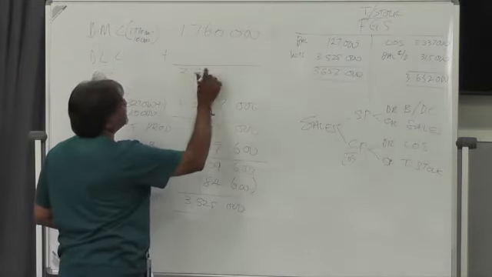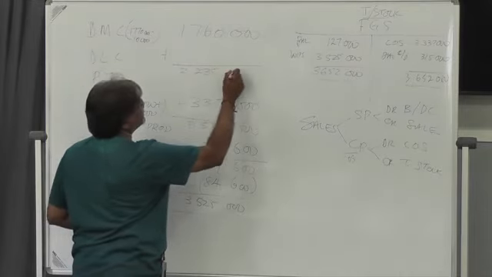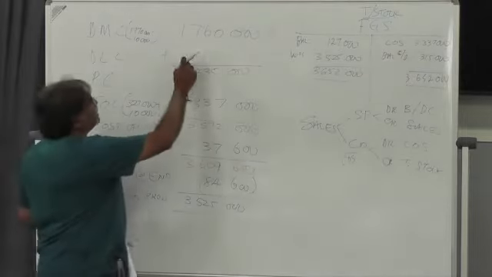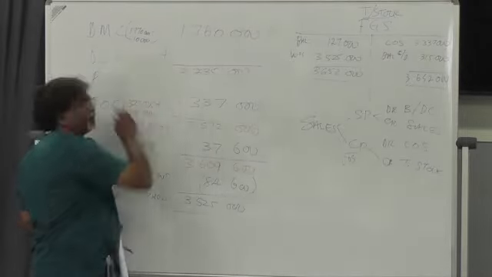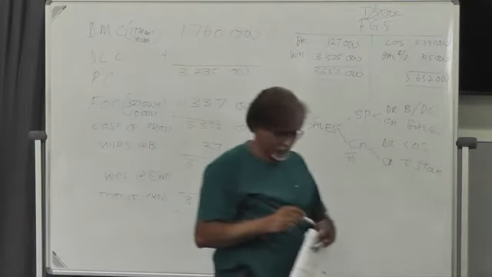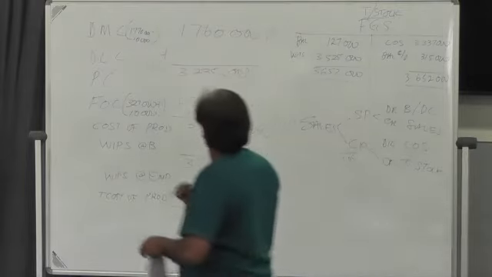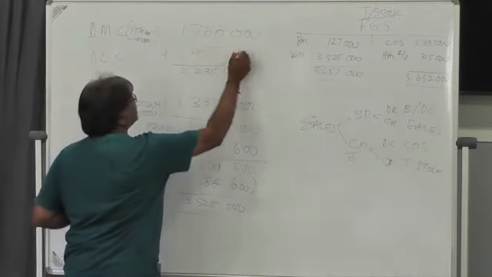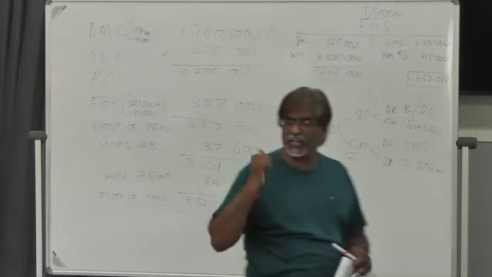Okay, 3,235,000. Okay? Now, this, subtract that, will give you this figure here, which is your direct labor cost. Which is what? 1,475,000. Can you see how differently we work direct materials cost? Direct labor cost.